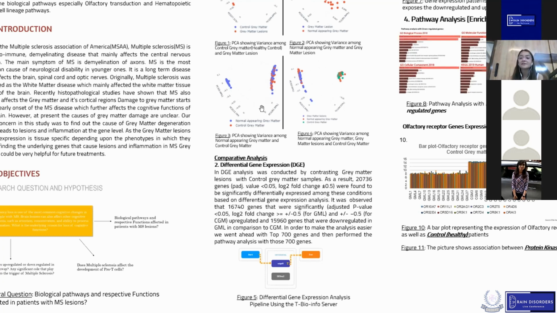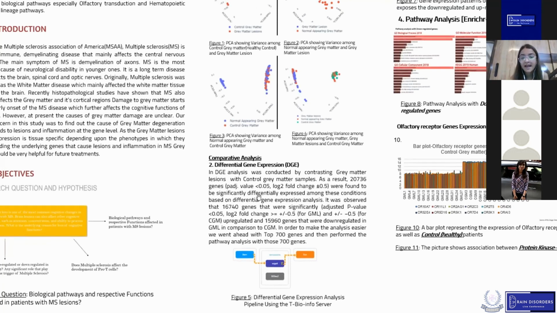To my amazement, I found 16,740 genes that were significantly upregulated in gray matter lesion samples, whereas 15,960 genes were downregulated. These were very large results to comply with, and hence I decided to move further downstream, and I took only the top 700 genes for my further analysis. Here you can see the analysis pathways and the values I took.